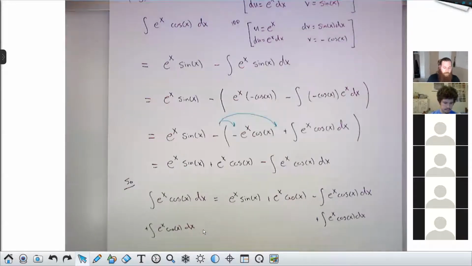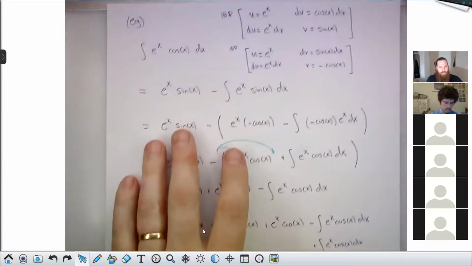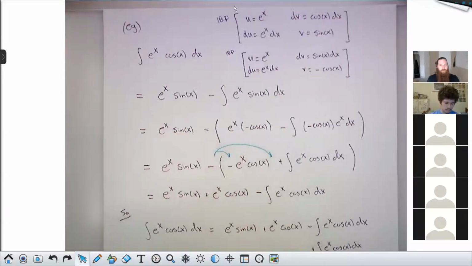The key to avoiding that, every time you run IBP in one of these looping harmonic oscillator integrals, just stick with LIPET. Choose u to be the exponential and dv to be the trig. The truth is you could do it the other way. You could choose u to be the trig and dv to be the exponential. Either one will work fine as long as you're totally consistent, as long as whatever you do in the first, you do in the second.